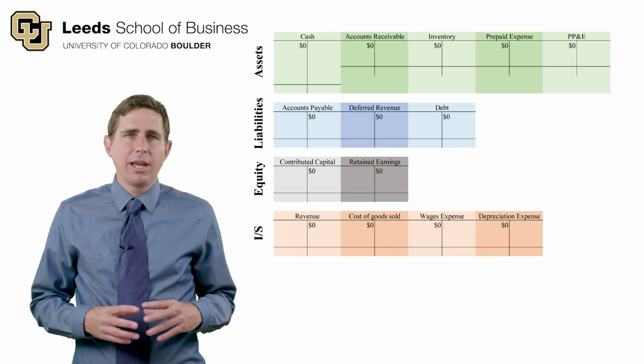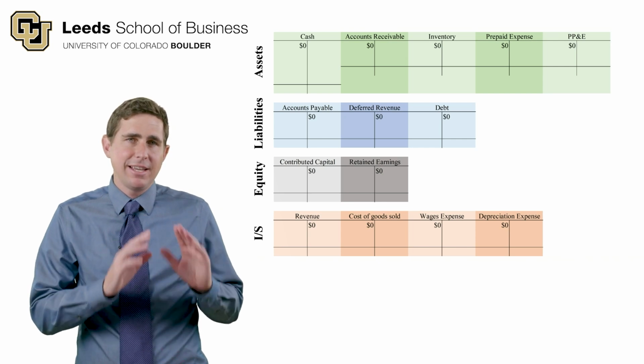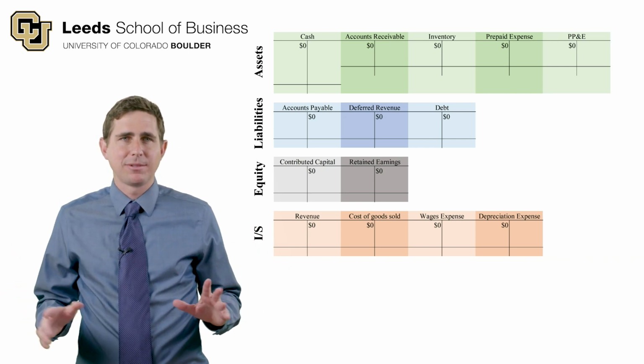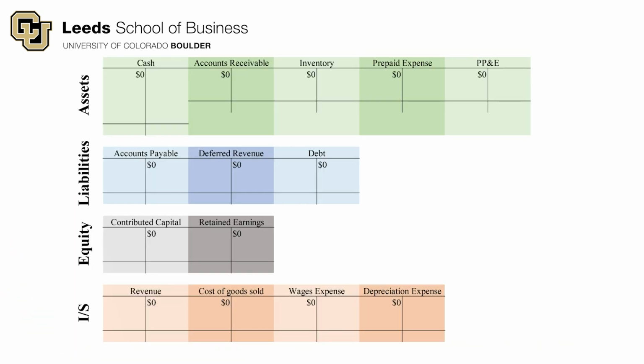Now on my screen, I'm showing you the T accounts for all of my accounts: assets, liabilities, equity, and income statement. And I've drawn T accounts for each one. We're starting from scratch. We're now at the beginning of the year, so there's zeros in all these accounts. But I want you to pay attention, where is the zero in each account? It's on the normal side of the T account.